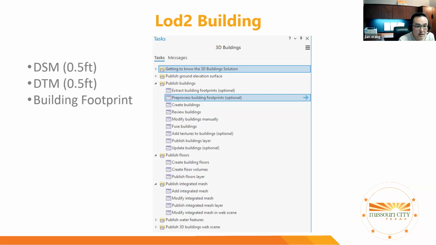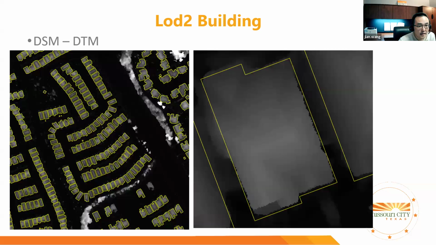For creating LOD2 buildings, 3D buildings, I utilize the digital surface model, the digital terrain model, and also building footprints. DSM and DTM have a resolution of 0.5 feet. Basically, I just follow each step. By subtracting the DTM from the DSM and overlaying with the building footprint, the 3D LOD2 building can be created.